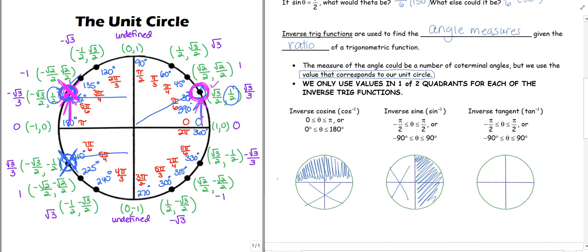But sine gets even more complicated than that. So we're going to put a big star by sine. When we look at sine, there's a little catch here when we look at quadrant 4.